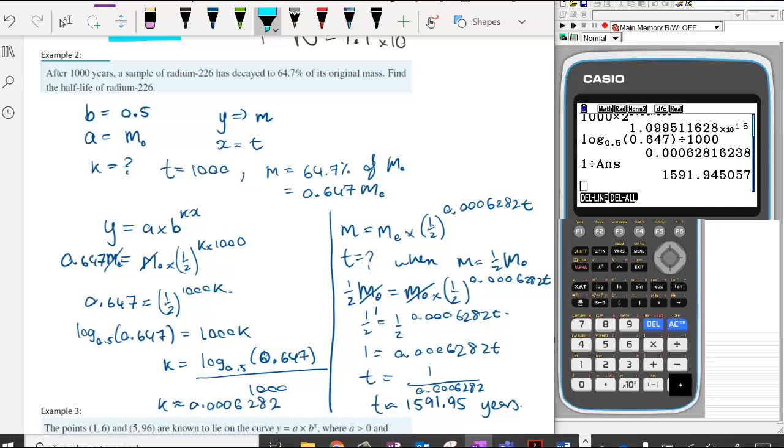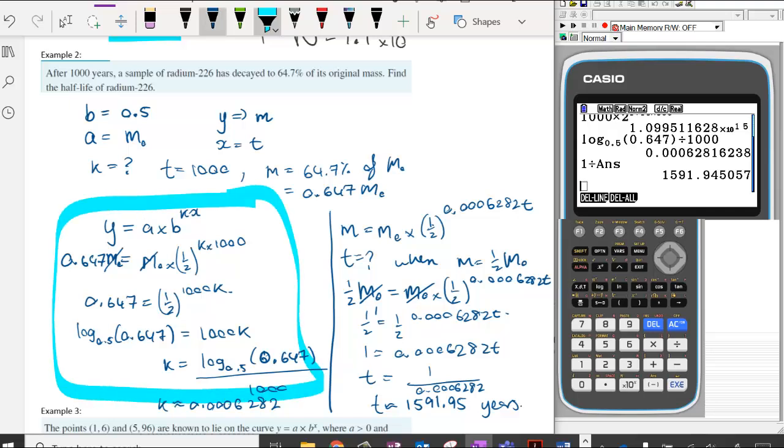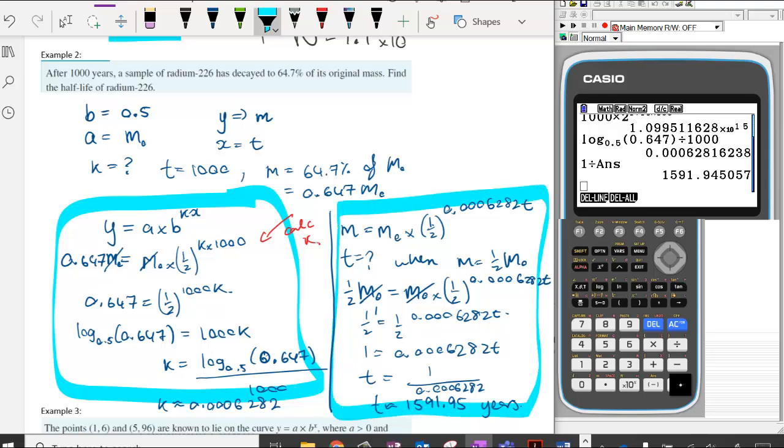Okay, so essentially it's the same idea. We use our logarithms or our process to calculate k, and then once we've got that, we can use whatever solving process we need to isolate the unknown in the scenario. In this case, it was the time when the mass was equal to 1/2 of the original.